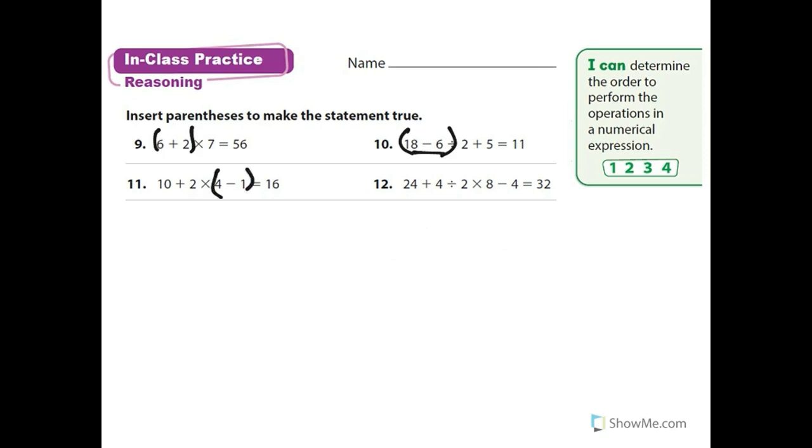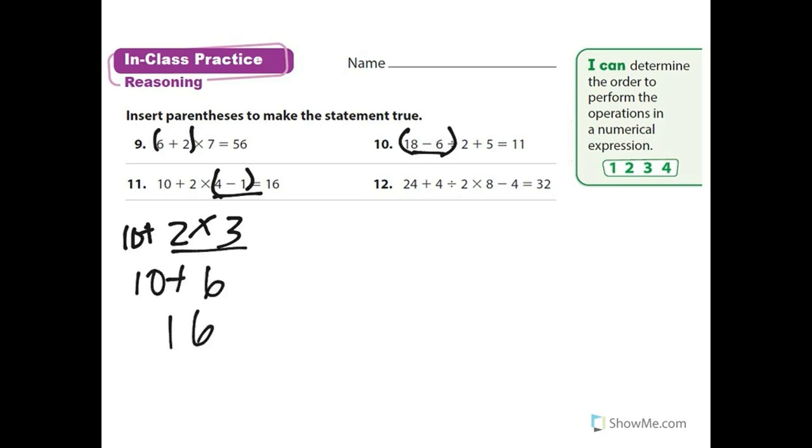All right, did you put it here? Did you put it there? Because 10, well, we don't do 10 plus 2, so we would do 4 minus 1. So 4 minus 1 is 3. We got it times 2 and plus 10. 2 times 3 is 6 plus 10, and 10 plus 6 is 16. All righty, try number 12 and then we'll go over it.